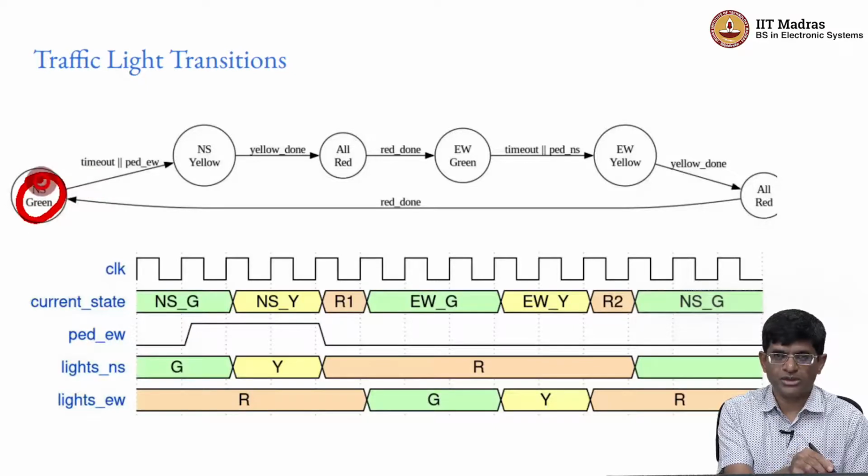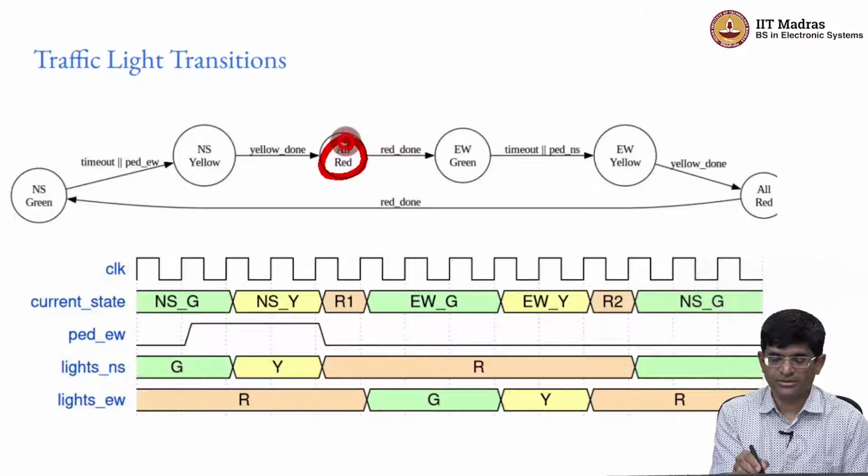I start out in north-south green. If there is a timeout or the pedestrian east-west button has been pressed, I go to the yellow state, wait for a certain amount of time which is indicated by the yellow done signal, and go to an all red state. Notice that over here I am just calling it all red, whereas over here I had to give it a unique name, R1.